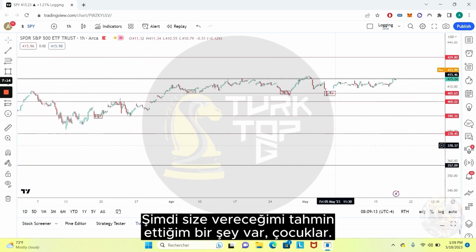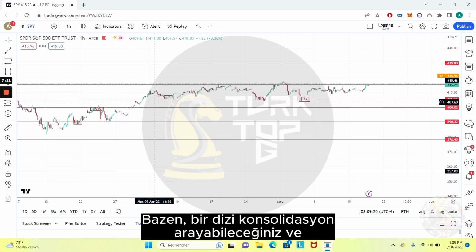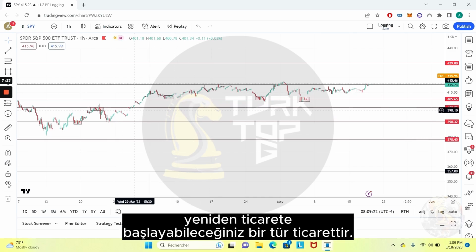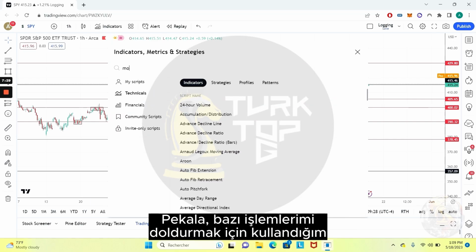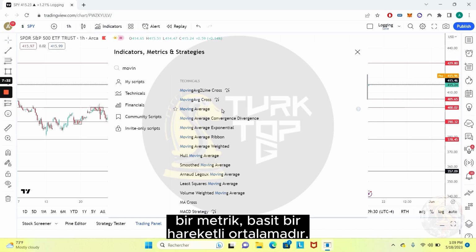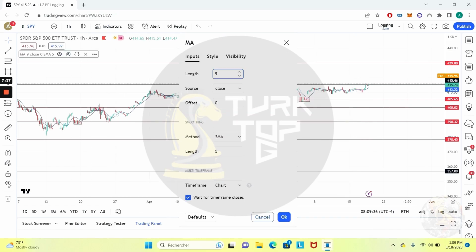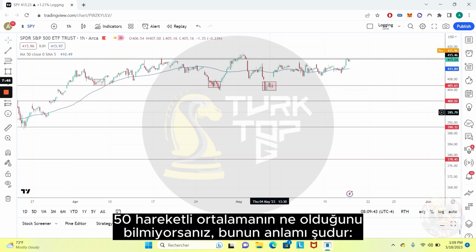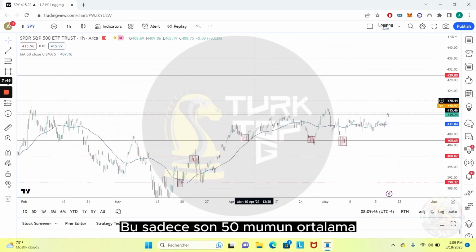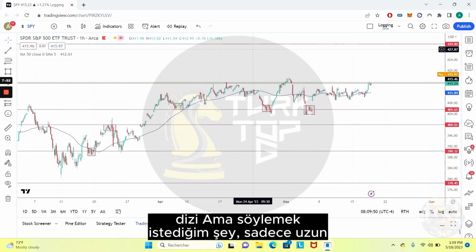Now, one thing I guess I will give to you guys is that sometimes in this kind of trading, you can look for setups or consolidations and might start overtrading. All right. One metric that I use to filter out some of my trades is the simple moving average. My setting is a 50. If you guys don't know what a 50 moving average is, it simply means the average price of the last 50 candles. I think I described it in the beginner series.